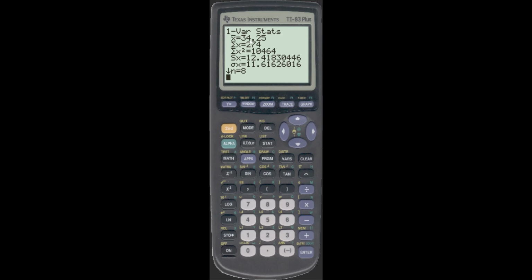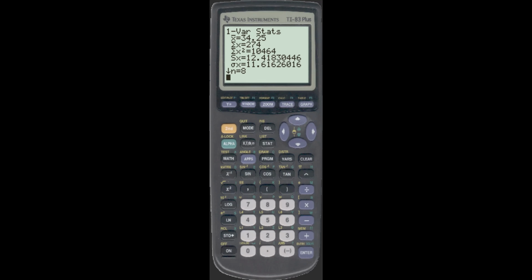So you should get, hopefully our numbers match, 34.25 for the mean. Yep. You might think that's not a big deal, but with the standard deviation is where you're saving time: 12.4183. Okay, that's what you want for the first two. Then we'll talk about the third box.